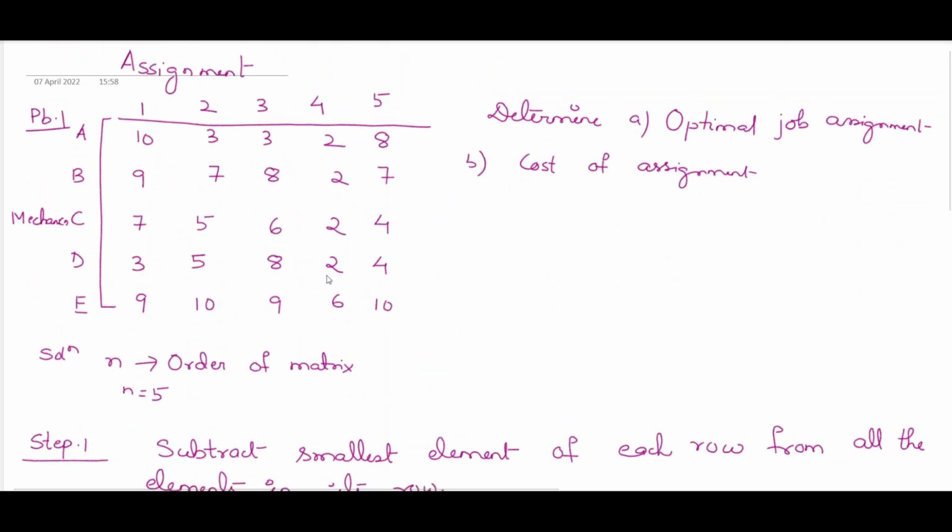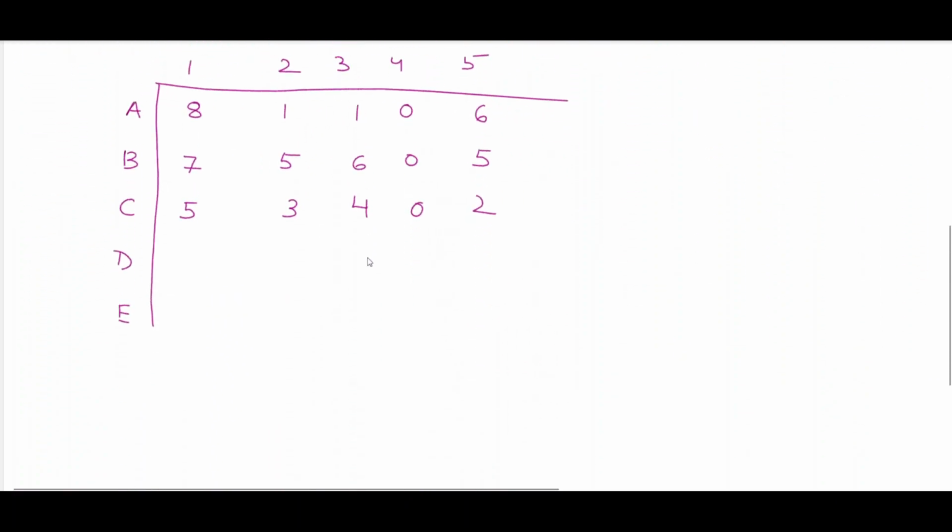This 2 is the minimum number. So it is 3 minus 2 is equal to 1, 5 minus 2 is 3, 8 minus 2, 2 minus 2 and 4 minus 2. So here for D you will get 1, 3, 6, 0, 2.